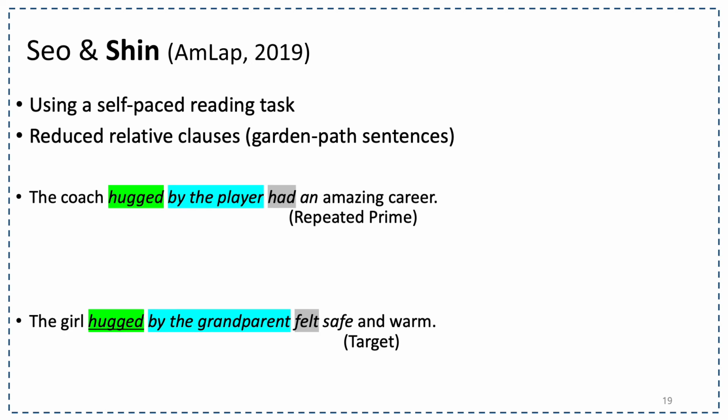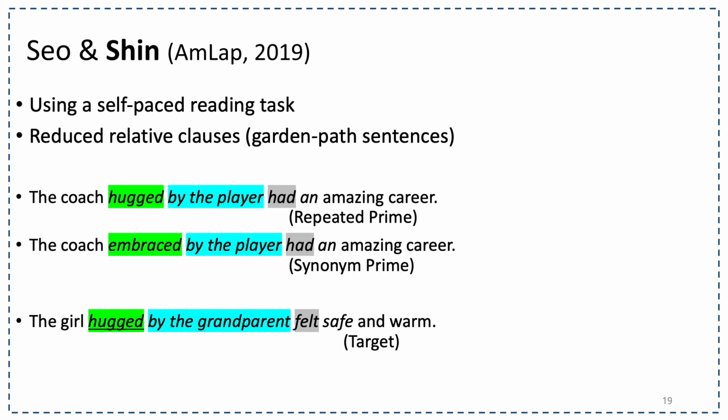However, after reading a prime sentence using the same word hugged, participants can read the target sentence faster because of the previous prime sentence. That is the priming effect, the structure priming effect in comprehension: faster reading time. Okay? And in Shin 2019, this study also examined whether the synonym prime can lead to a structure priming effect, that is faster reading time in the target, depending on the participant's language proficiency. So instead of the word hugged, we used embraced. So we compared repeated prime and synonym prime.